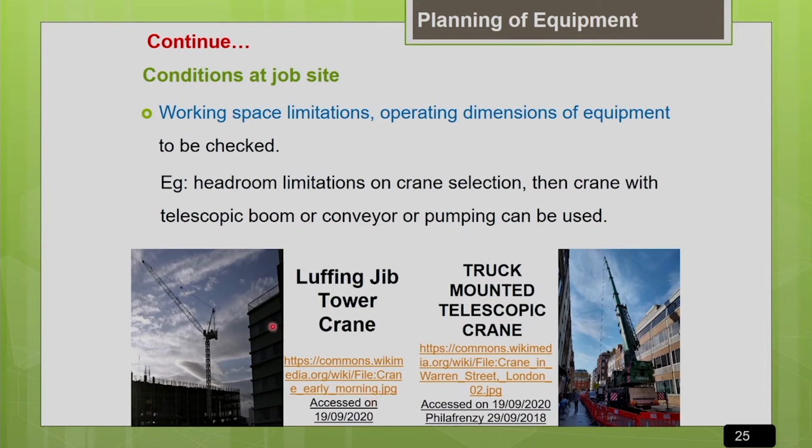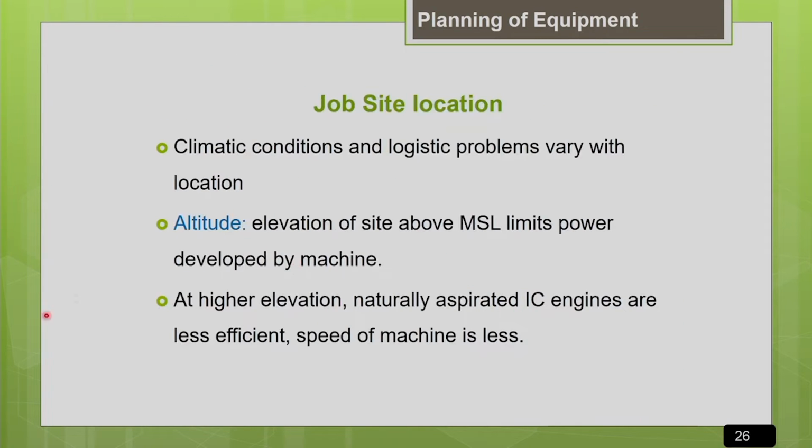In the worst case, you can even drop the option of a crane when there is a space constraint. You can go for a pumping method. For example, if you are planning the selection of a crane for concrete placement, you can go for a pumping method for placing the concrete, or even a belt conveyor. So you can work out the economics of all the options, consider the site constraints, and make the decision.